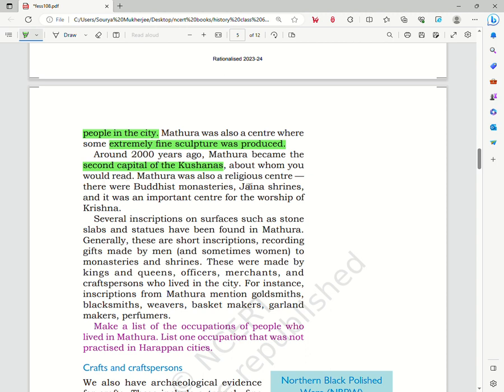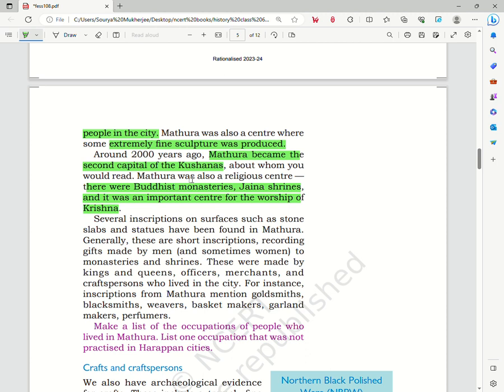Mathura was also a religious center. There were Buddhist monasteries, Jain shrines, and it was an important center for the worship of Krishna. So as we just read, the sculpture of King Kanishka was of the Mathura school of architecture, and Kanishka belonged to the Kushan Empire. He was the most important ruler of the Kushan Empire. So Mathura became the second capital of the Kushan Empire. So we can see the importance of the city of Mathura from this statement.